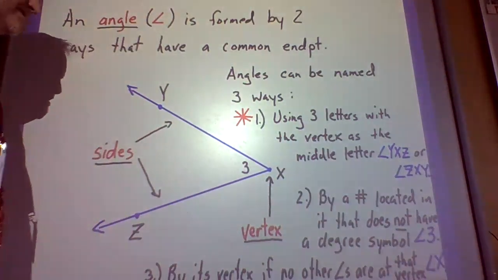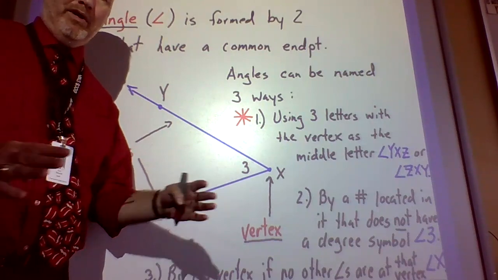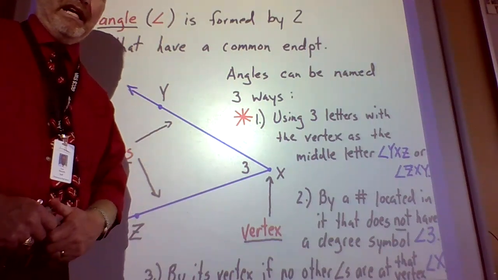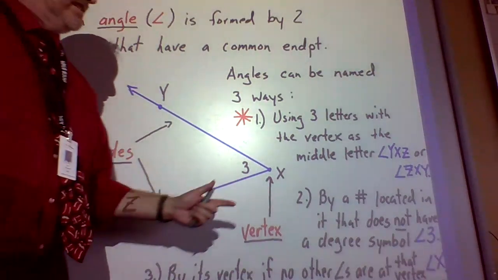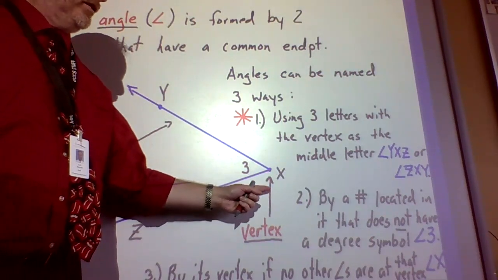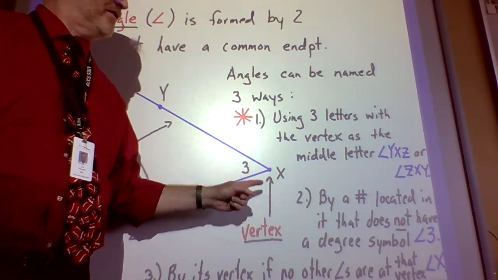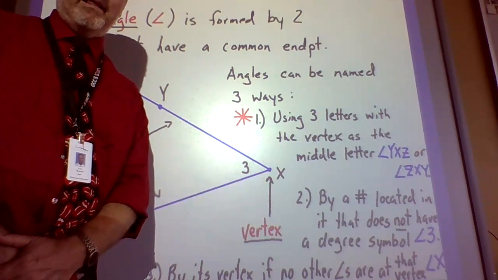And then the last way, and this is if there's only one angle in your diagram or whatever you're looking at, you can simply name it by its vertex. And this vertex is X, so if you wanted to, you could call it angle X, but you can only do that if that's the only angle at that vertex.